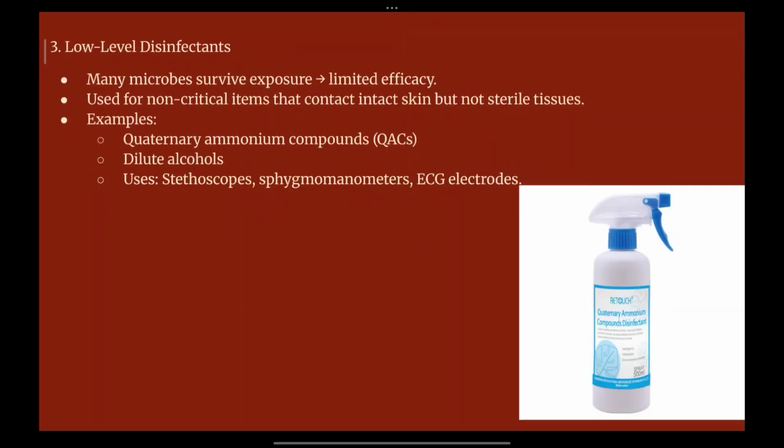Now the lower level disinfectants are the ones where microorganisms survive in spite of exposure, and limited efficacy is the major disadvantage of low level disinfectants. These are used for non-critical items that contact intact skin but not sterile tissues. Some examples of low level disinfectants are quaternary ammonium compounds and dilute alcohols that we use in sanitizers. These can be used on stethoscopes, sphygmomanometers, which are used for measurement of blood pressure, and ECG electrodes, which are used to measure the electrocardiogram.